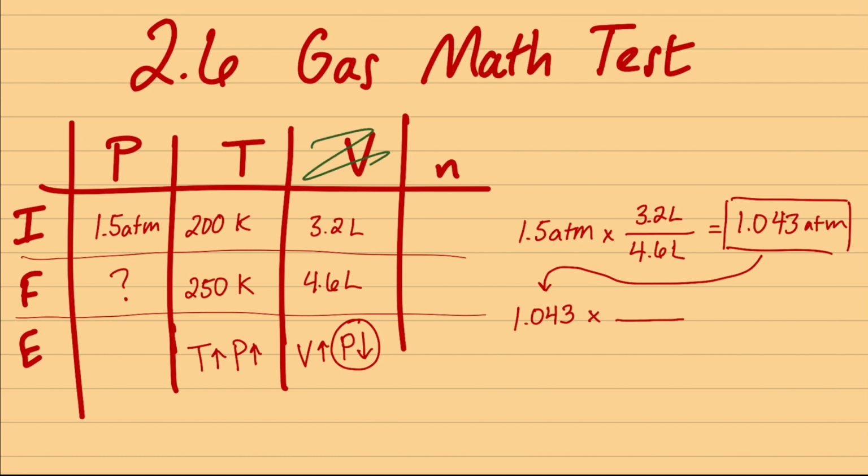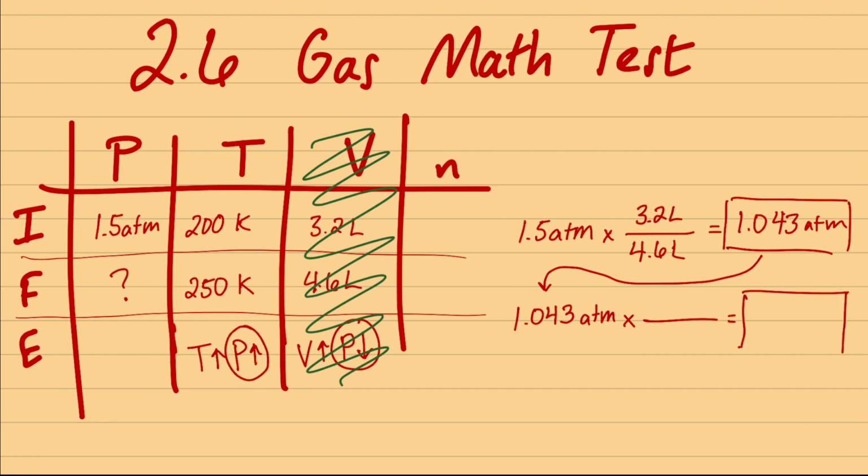So I've already dealt with the volume, so now I just need to deal with my temperature. Let's add a unit in there. Big problem I saw was people not writing units. If you don't write units, it's very hard for me to follow your work. 1.043 atmospheres is my new pressure, and I know that my temperature is increasing here, which is going to cause my pressure to also increase. So whatever my final answer is should be bigger than 1.043.